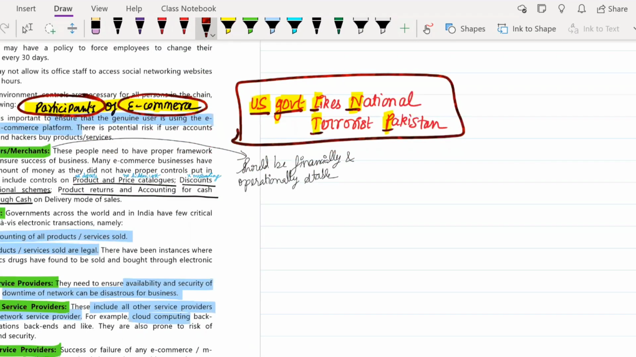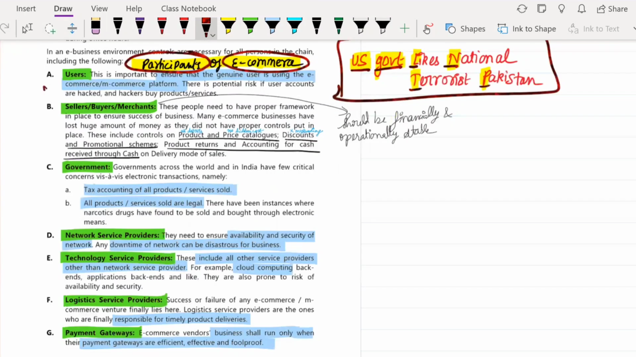So now let's start with the users. Users means the people who, like customers like us, genuinely go to an e-commerce platform or an m-commerce platform to do some transaction. They will be called users, and they are participants of e-commerce.